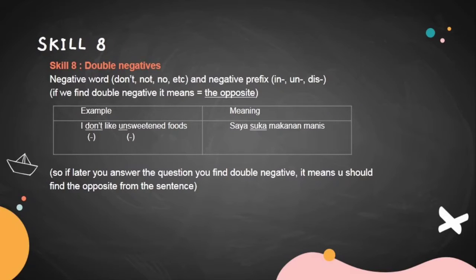Skill 8. Double negatives. Negative words are don't, not, no, and negative prefixes are in, un, dis. If we find a double negative, it means the opposite, or the positive. For example, I don't like unsweetened foods. Don't and unsweetened here refer to negative. And the meaning is, I like sweet food. So if later you answer the question and you find double negatives, it means you should find the opposite of this sentence.